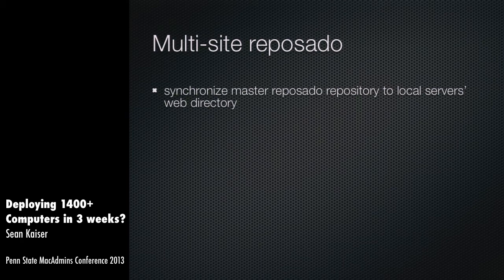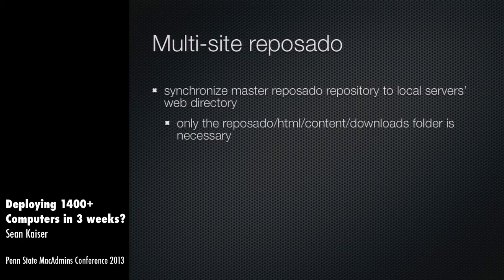So then we synchronize the master reposado repository folder to each of the local servers. We only actually need to get the downloads folder because I don't need catalogs, I just need installers. You can use the synchronization tool of your choice, like rsync. You've got some other favorite tools you can use.